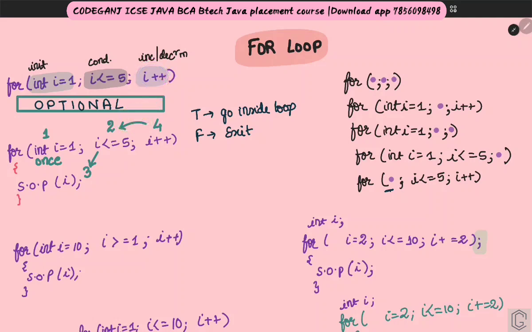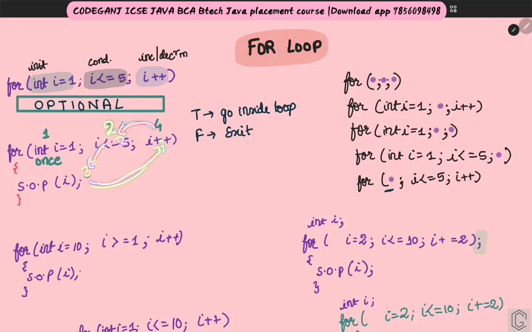So what did I say? This is your point 1, it only runs once. Then this is your point 2. If the condition is true, it will come inside and do the job. Once the job is finished, it will come here and do plus plus. And then this loop will keep running again and again. It will come, do the job, and do plus plus.